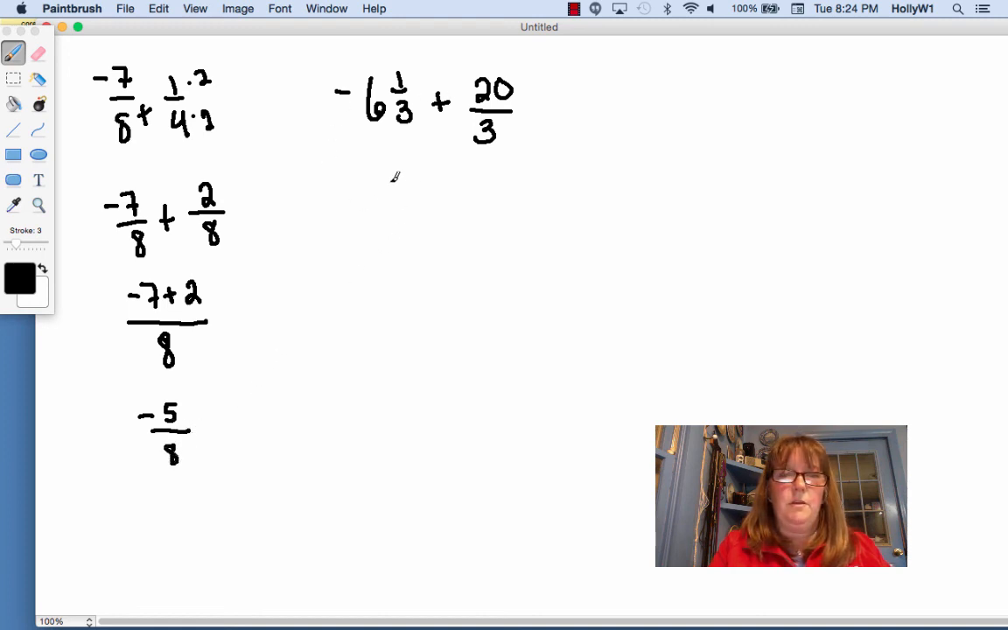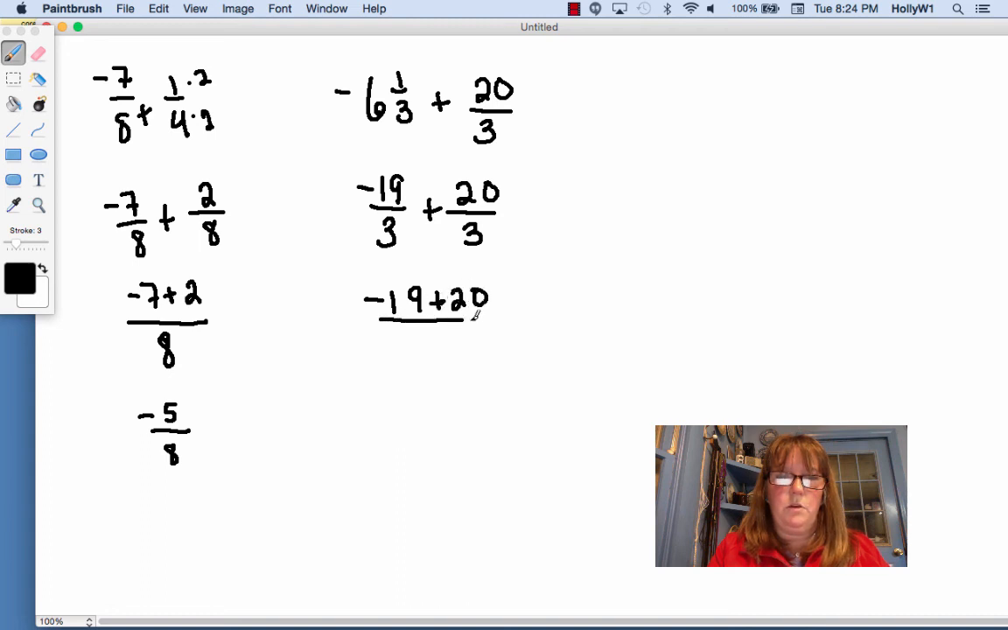-5/8. This one is already in thirds, but we want to create an improper fraction because it'll make this a little bit easier. So 6 times 3 is 18, plus 1 is 19, so I get -19/3. I'm going to add it to 20/3. So -19 plus 20 gives me 1, and my answer is 1/3.